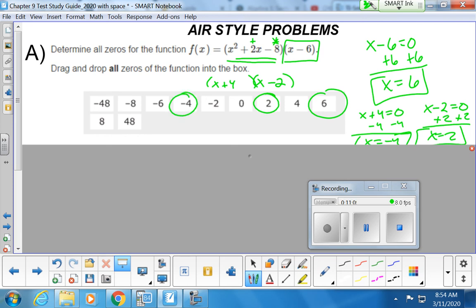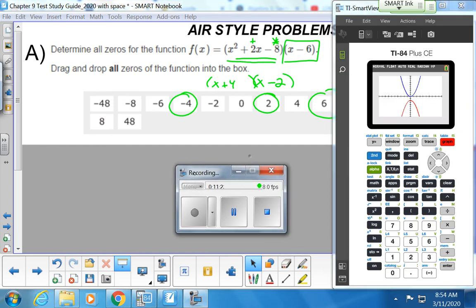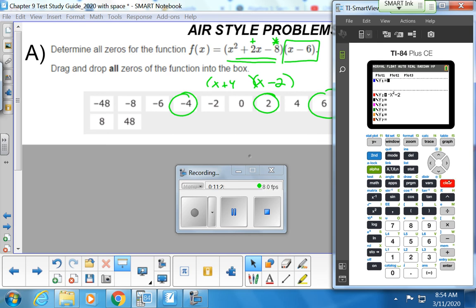Hey, I want to show you one other way I just thought of to do this problem. Let's try, and I don't know how this is going to work. This is an experiment. Let's try to graph the problem and see if those 3 are the 3 x-intercepts, because we've been talking this chapter about how solutions are x-intercepts, right?